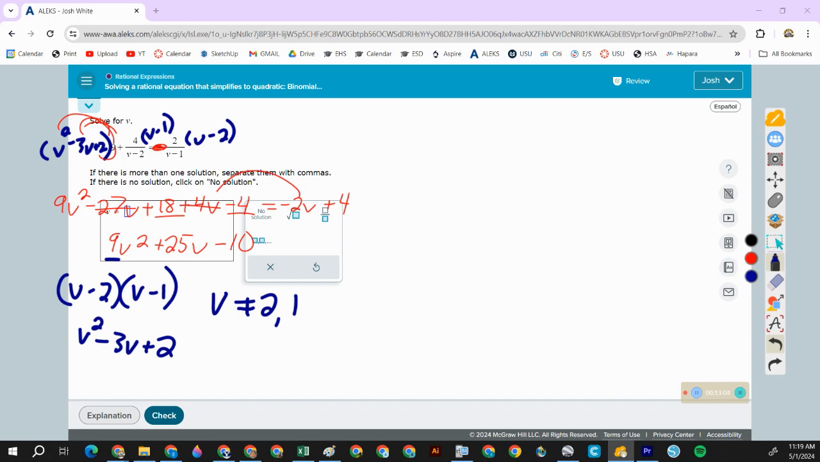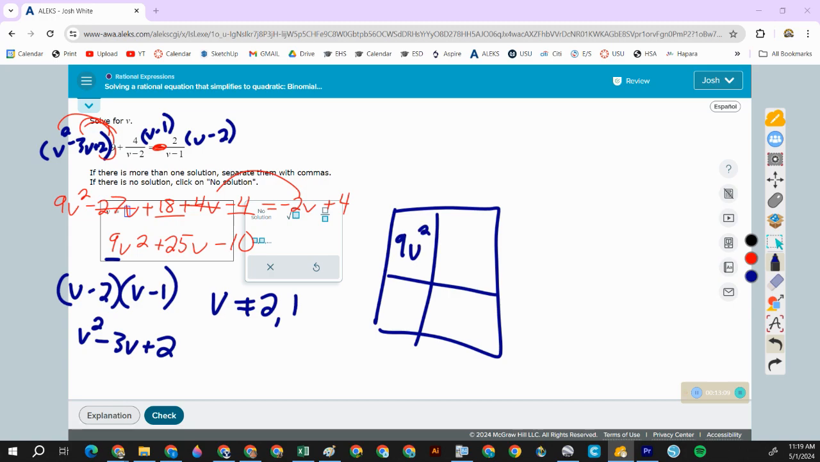This has a leading coefficient, so we put it in the box. 9v squared and negative 10. Multiply those together, negative 90v squared. And I'm looking for factors of 90 that add to be 25. So 1 and 90 doesn't work. 2 and 45 doesn't work. 3 and 30 doesn't work. 4 doesn't work. 5 and what would that be? 18? 50, yeah, 18.